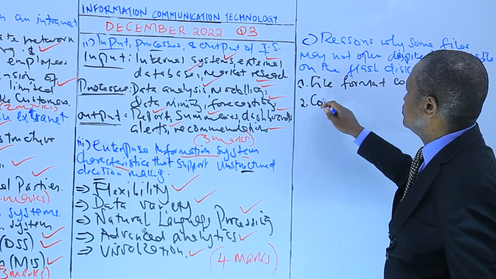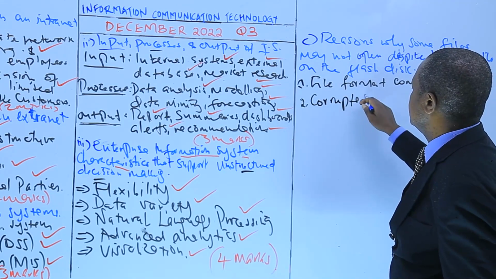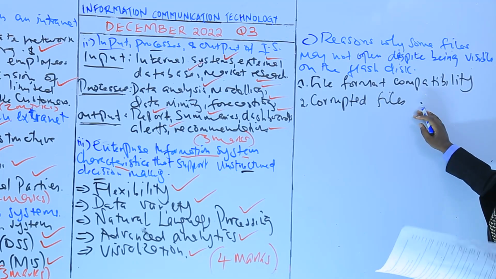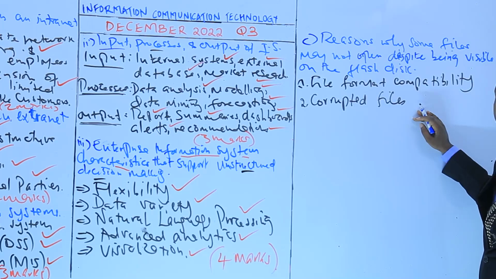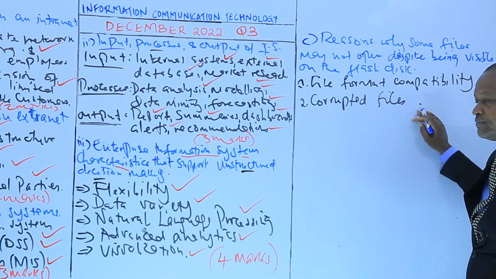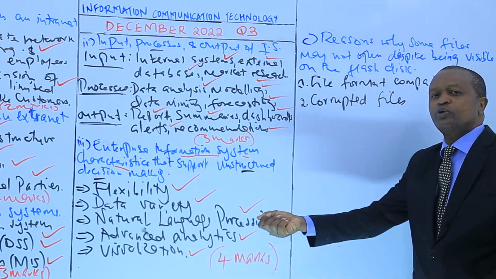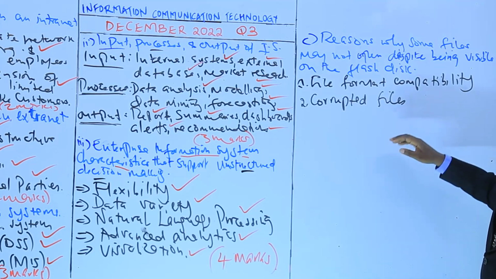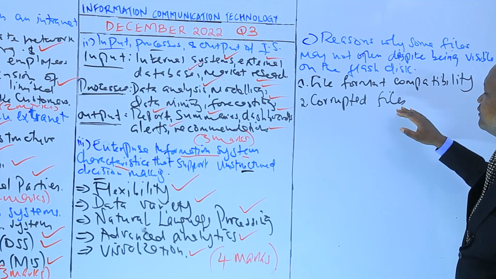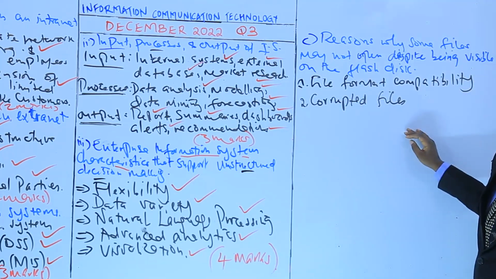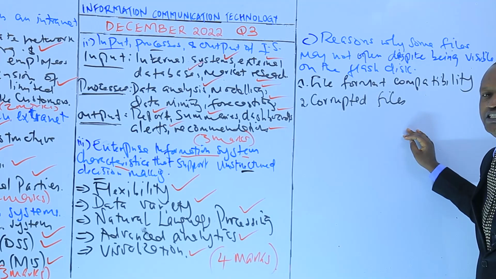Two, corrupted files. The files on the flash disk may have become corrupted due to various reasons, such as improper ejection of the flash disk. When you are ejecting the flash disk, there's a procedure you follow. You don't just pull it out. So the files on the flash disk may have been corrupted, and I've given you one reason: improper ejection of the flash disk.